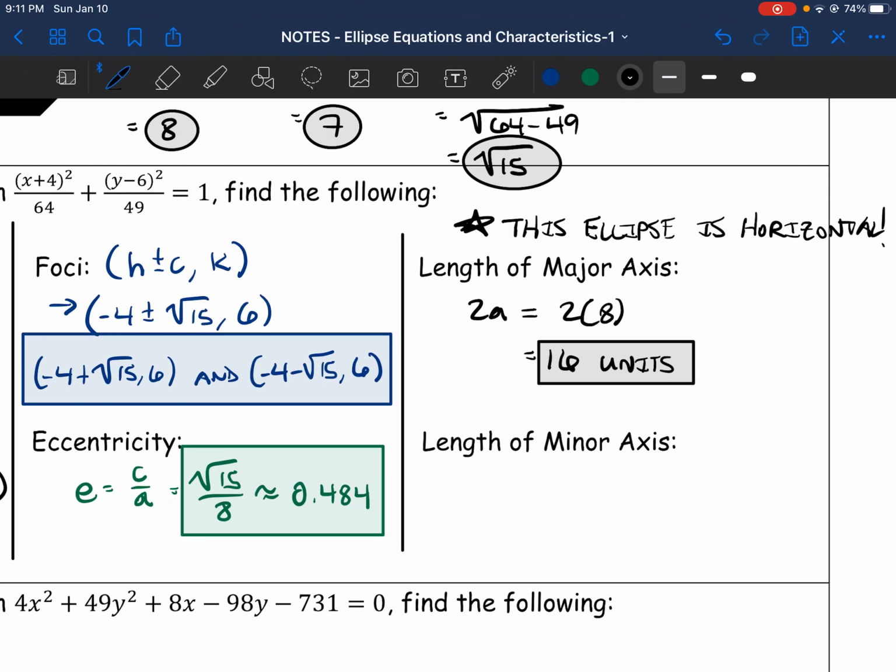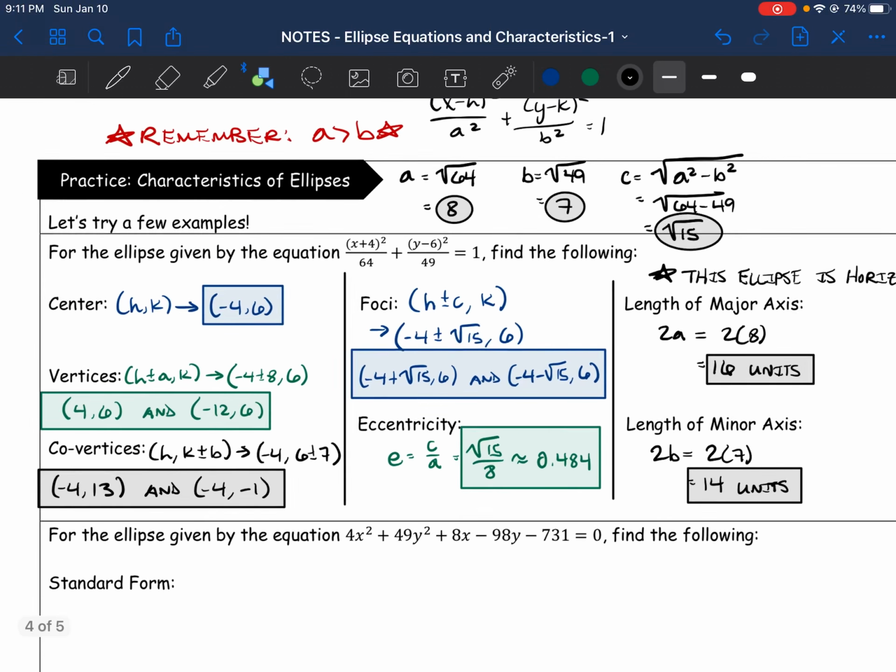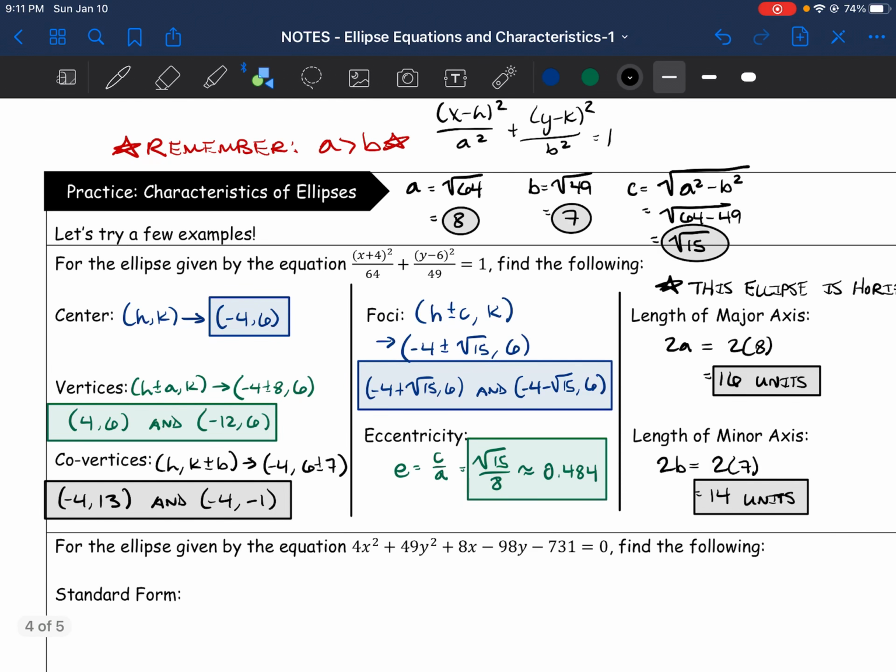And then lastly, length of the minor axis. Minor axis is the vertical axis, so that'll be 2 times b. We know b is 7, so this will be 2 times 7, which is 14 units. All right, so it's a lot of things to calculate, but fortunately, it's all fairly easy calculations.